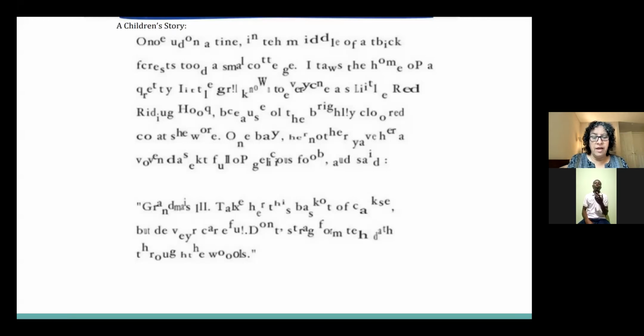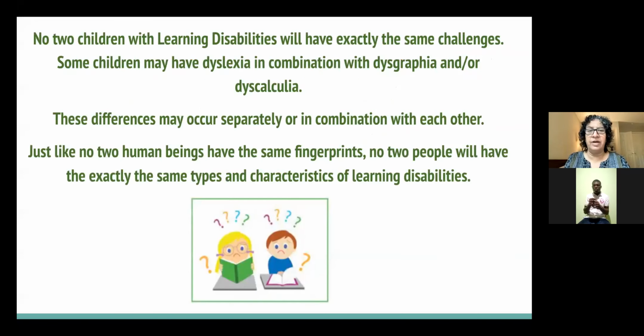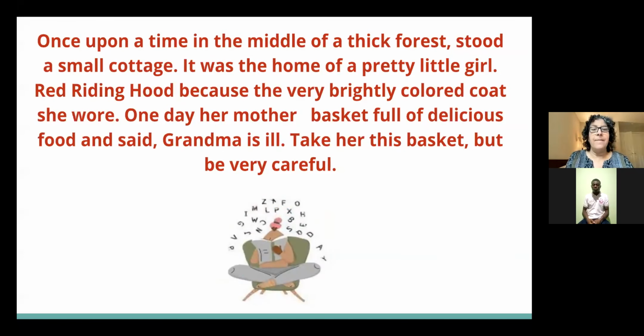So if I'm going to the real part, the actual story, once upon a time in the middle of a thick forest stood a small cottage. It was the home of a pretty little girl, Red Riding Hood, because of the very brightly colored coat she wore. One day her mother, so these I could make out, take this basket, but be very careful. Some of the words which I could decipher are these words from this passage.